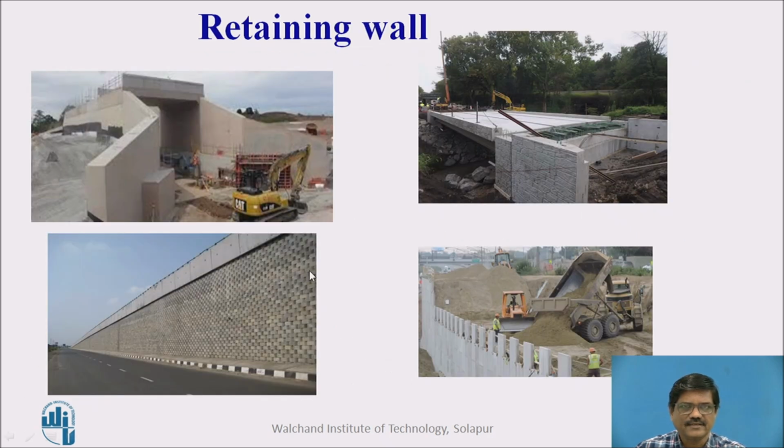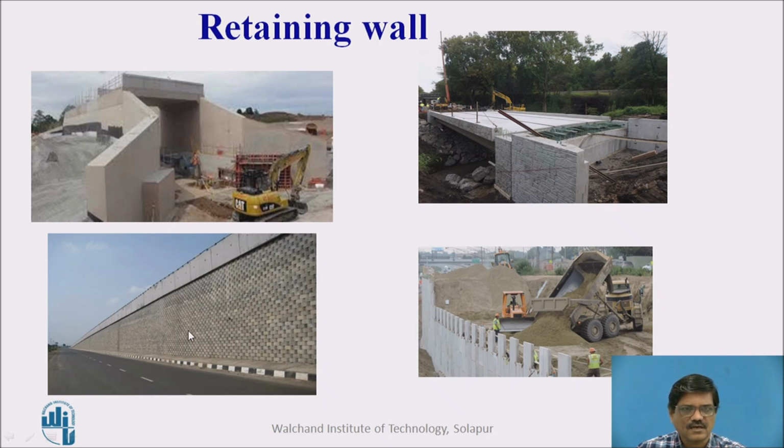Here are some photographs, just to understand the various types of structures used in the field. This is a typical view of an abutment, and at the back side we can see the soil mass is retained, and this soil mass will exert a pressure on the abutment. On the right hand side we can also see the return type of abutment. Here also the filling is in progress, and this soil mass will exert a pressure on this abutment wall.